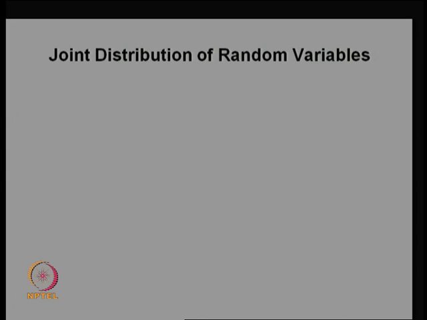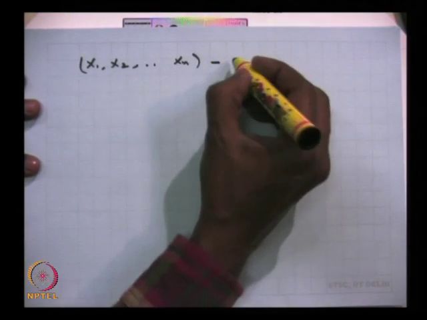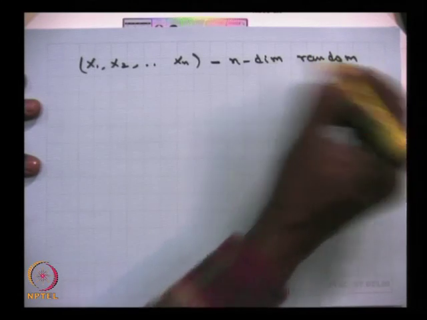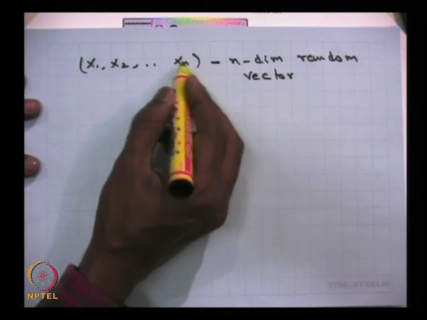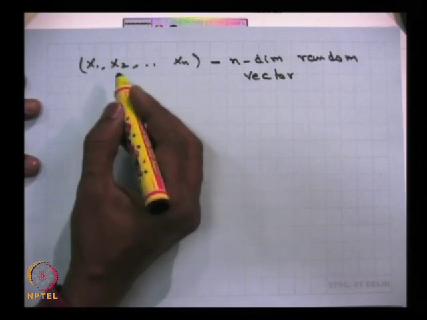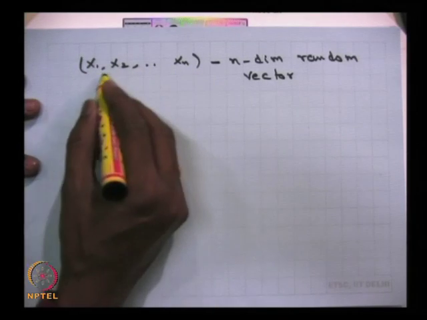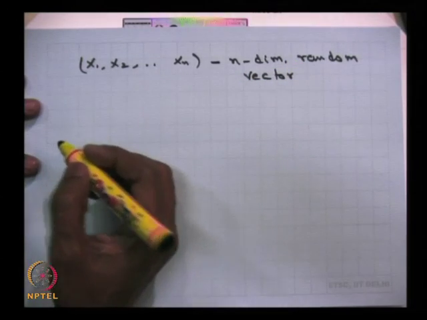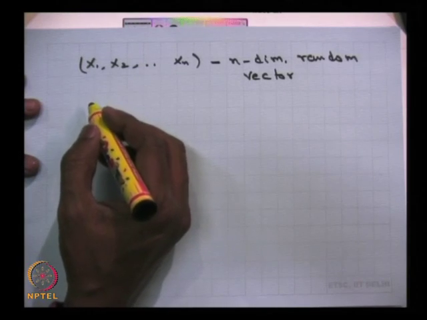Suppose you have random variables X1, X2, ..., Xn. We say this is an n-dimensional random vector, meaning each of X1, X2, ..., Xn is a random variable, either a discrete random variable or a continuous random variable, and we put them together in vector form. Each one is a random variable, and then it is called an n-dimensional random vector. Once you have them together in vector form, we can go for giving the joint distribution.